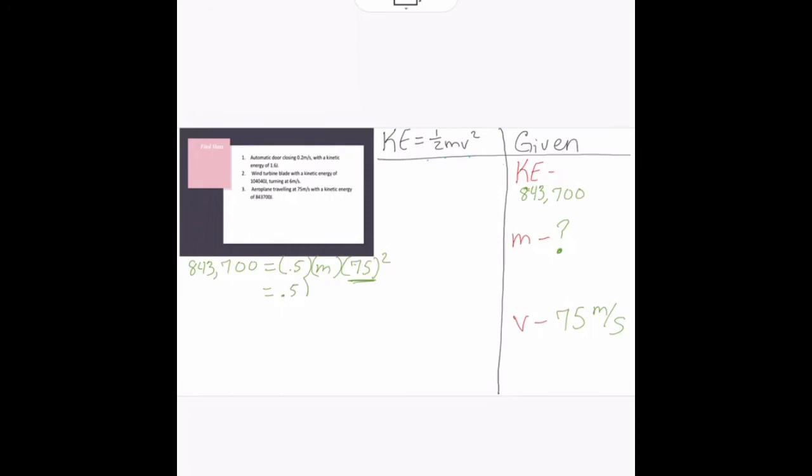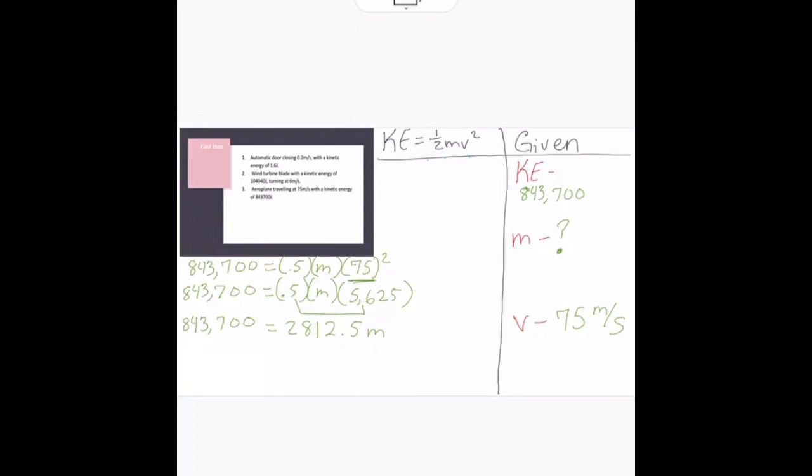Let me keep this 0.5 here. We're going to keep the M. 75 squared is 5,625. And we have 843,700. All right, and then combine like terms. So we have that giant number multiplied by 0.5, and we end up with 2,812.5 M. And then our other giant number, 843,700, right here. Don't be afraid to double check your work, guys.